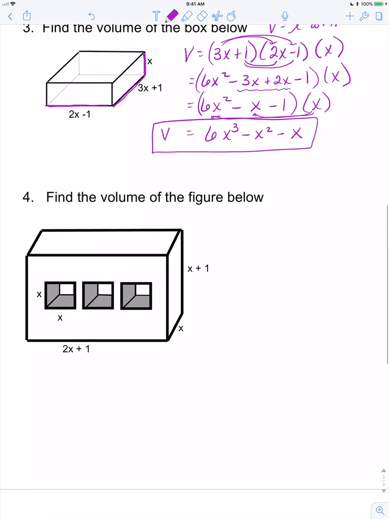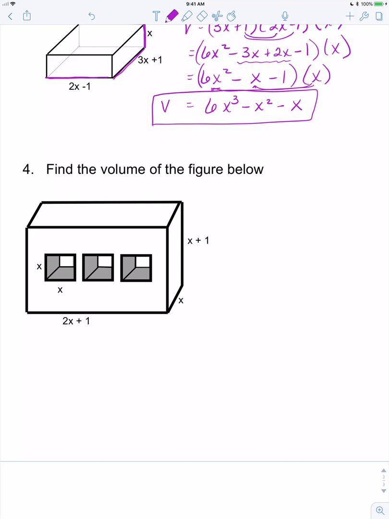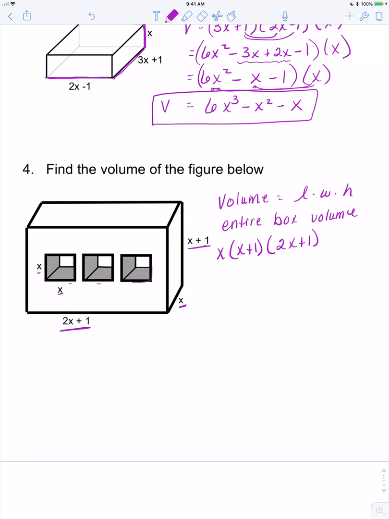Okay, so now we've got to find the volume of this figure. So we know that volume is length times width times height. So the entire box volume would be the x times the x plus 1 times the 2x plus 1. Okay, and that's this x times x plus 1 times the 2x plus 1. So then we know we're going to subtract out all of these boxes here. All right, so first let's see what's the volume of the entire box.